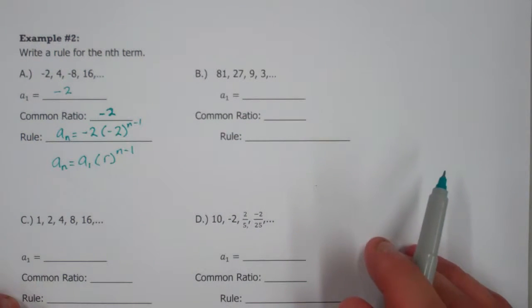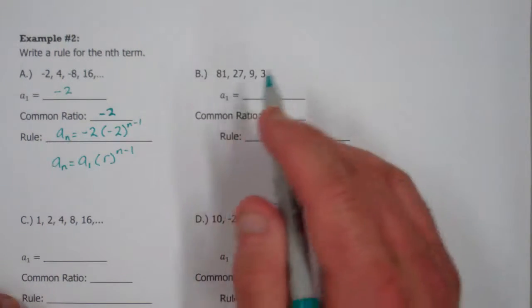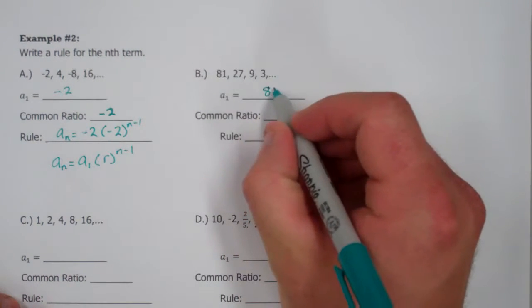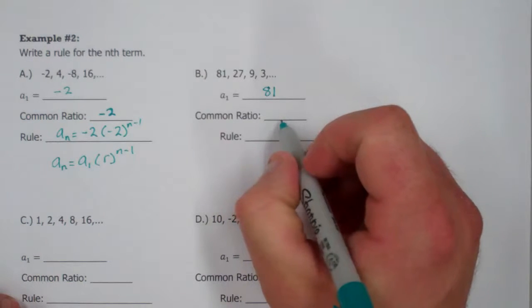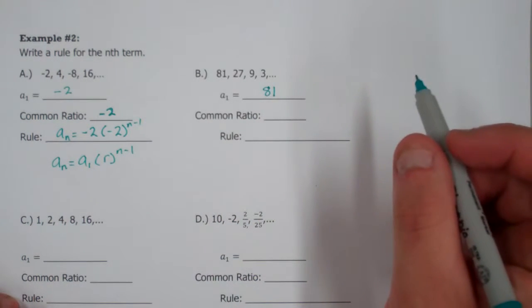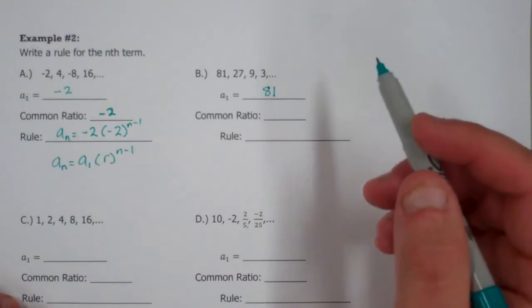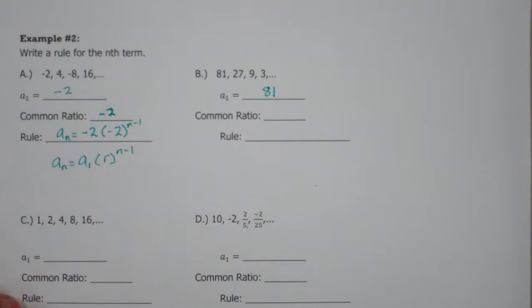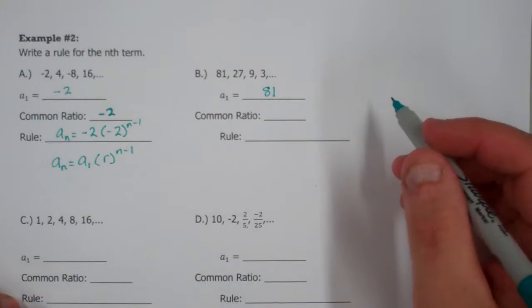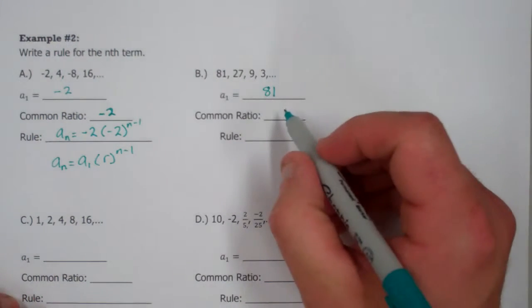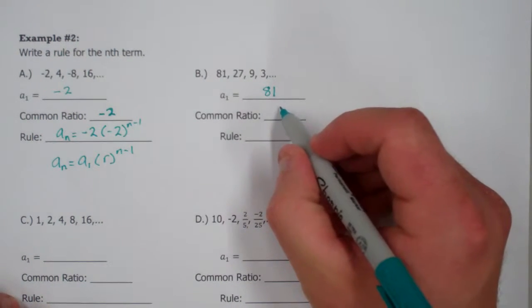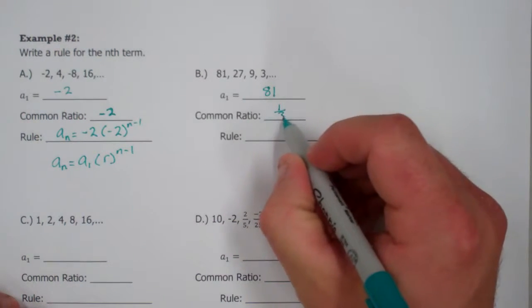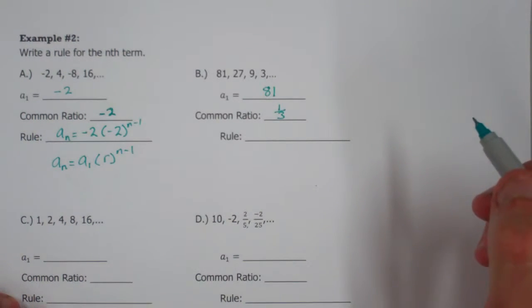It's good to go. A sub 1 in part B is 81, it's the value of the first term. The common ratio is what we're multiplying by every single time. Now you might be looking at this and saying, hey, I think I divide by 3. You'd be right, but we want to change our thinking a little bit to what we multiply by every time. And so if we divide by 3, that's the same as multiplying by the reciprocal, or 1/3.